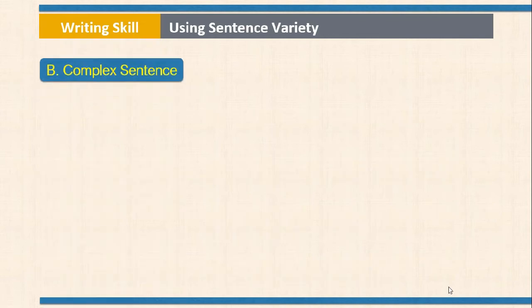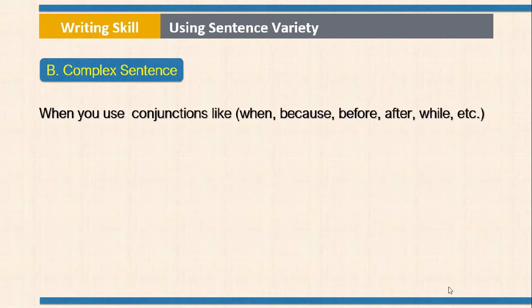B. Complex sentence. It's when you use conjunctions like when, because, before, after, while, etc.